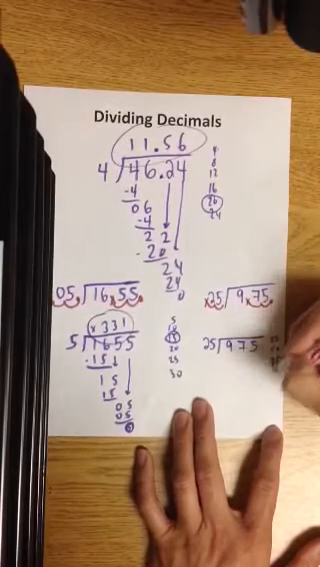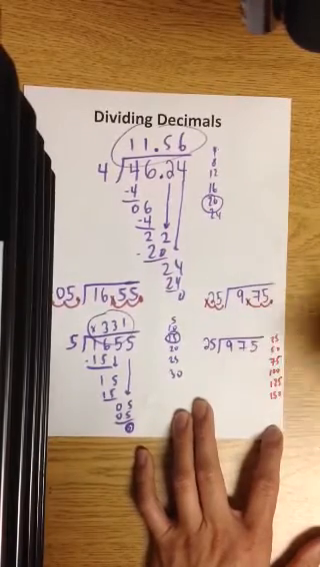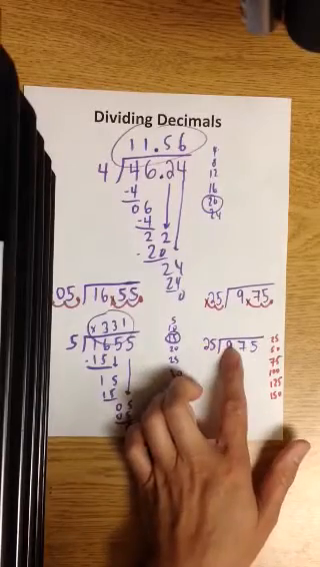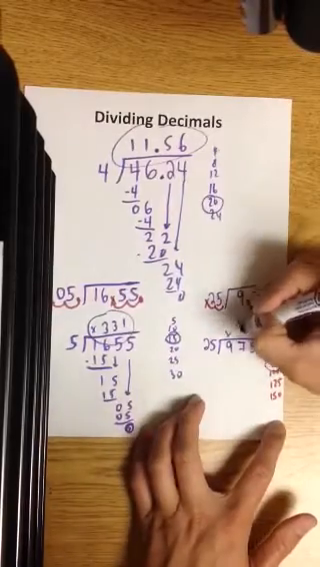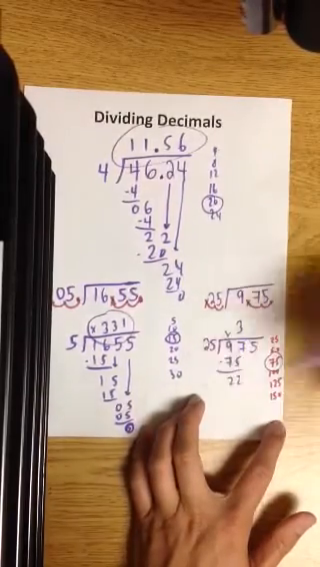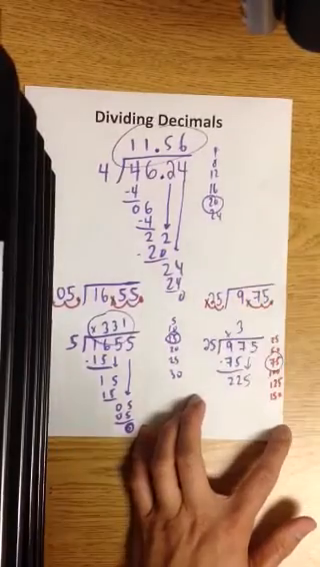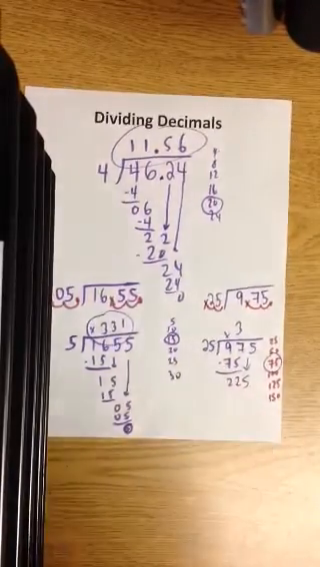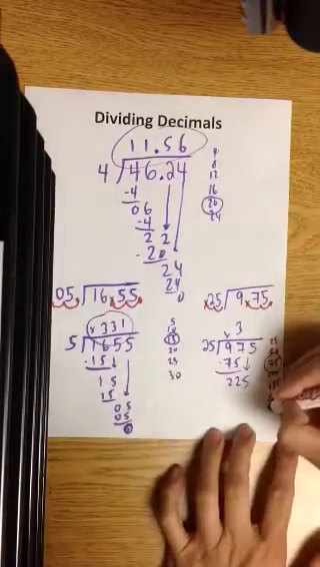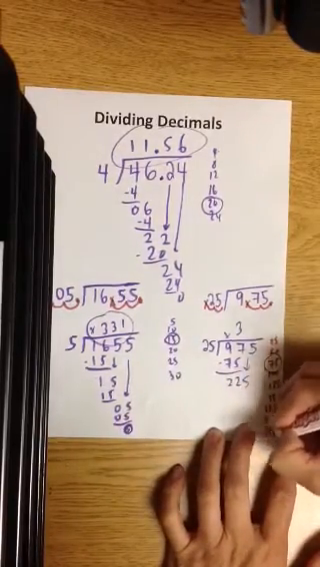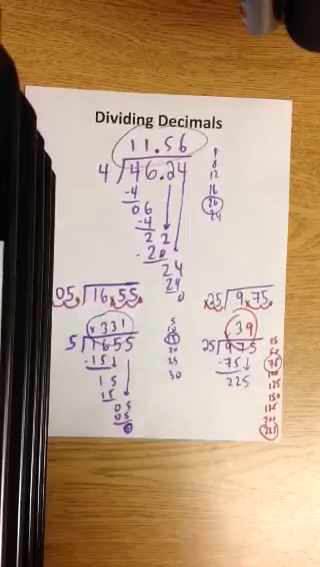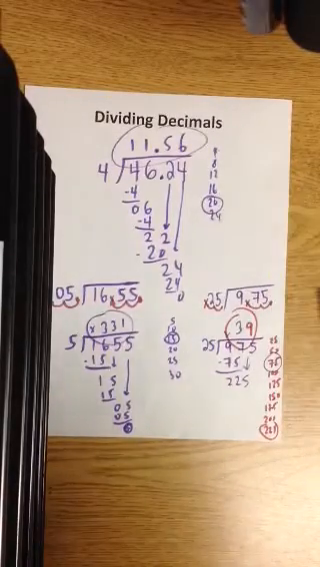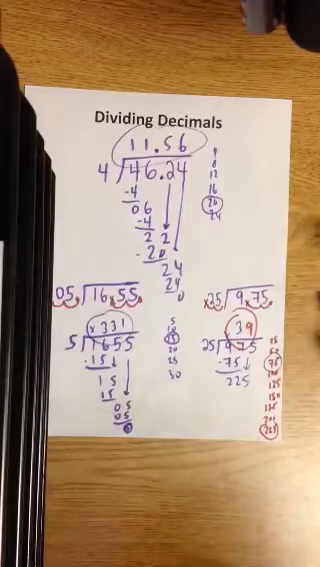Let's write out the pattern for 25. 25, 50, 75, 100, 125, 150. How many 25s go in 9? None. How many 25s go in 97? 3 times, which is 75. A remainder is 22. Bring down this 5. How many quarters go in 225? Or 25 goes into 225. Ooh, our pattern's not long enough. So that's 175, 200, 225. 1, 2, 3, 4, 5, 6, 7, 8, 9. So 39 quarters go in $9.75.